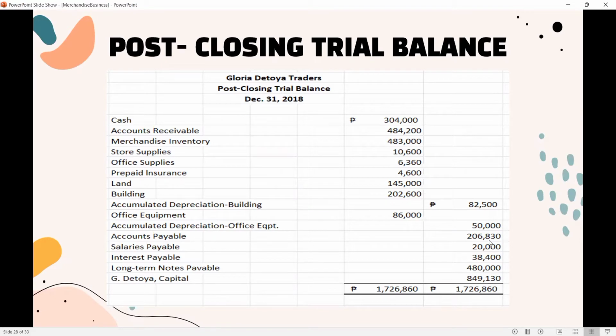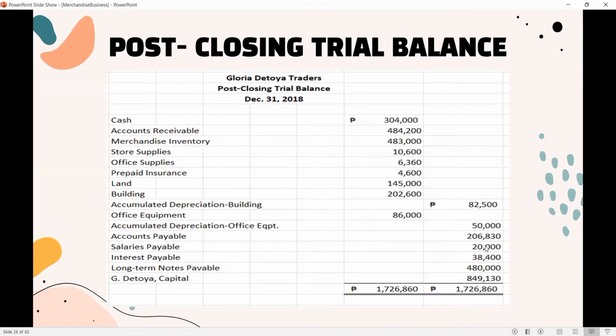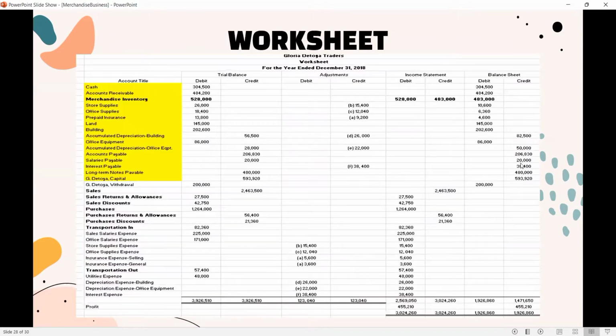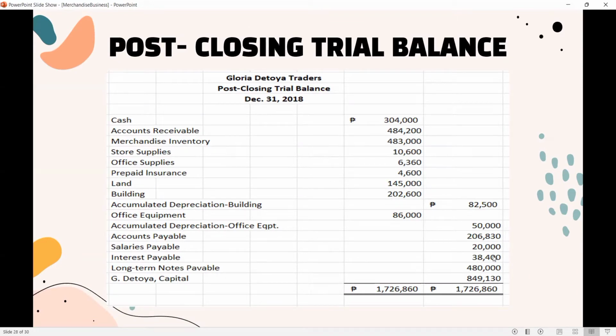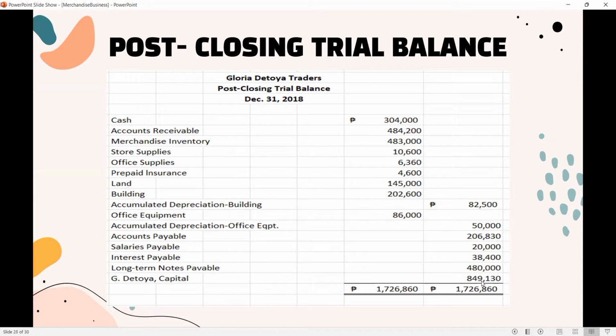Accounts payable na 206,830. Ito yon. Salaries payable, 20,000. 38,400 na interest payable. 480,000 na long-term payable. And then, itong G de Toya Capital na 849,000. Kung mapapansin nyo, magkaiba sila, di ba? Kasi yun yung ginamit natin sa pag-close ng mga temporary accounts. So, nakuha natin yan. Papakita ko sa next slide.